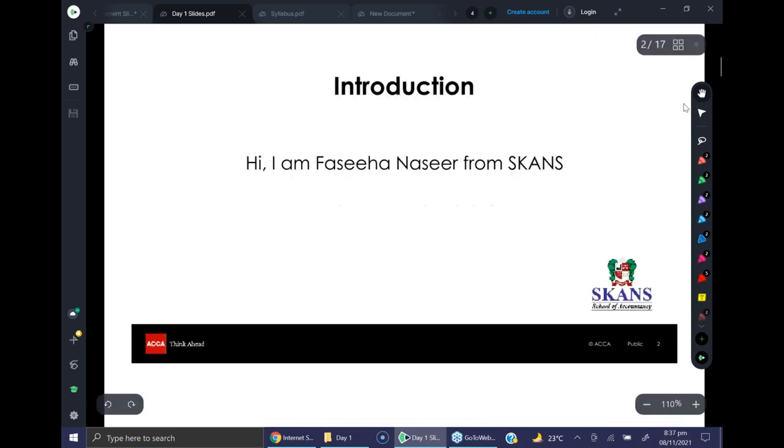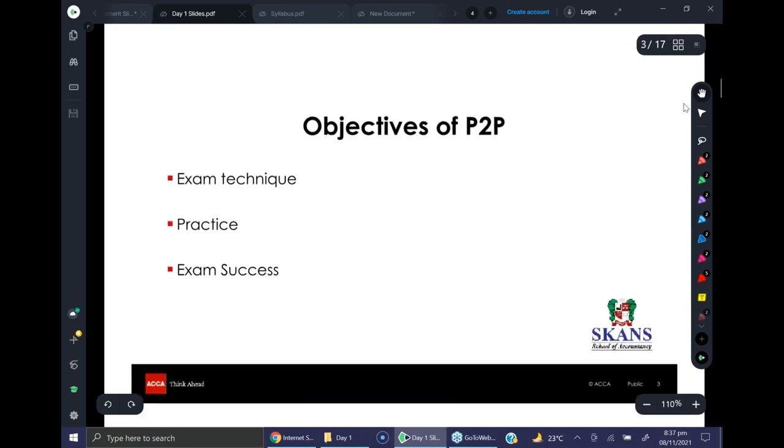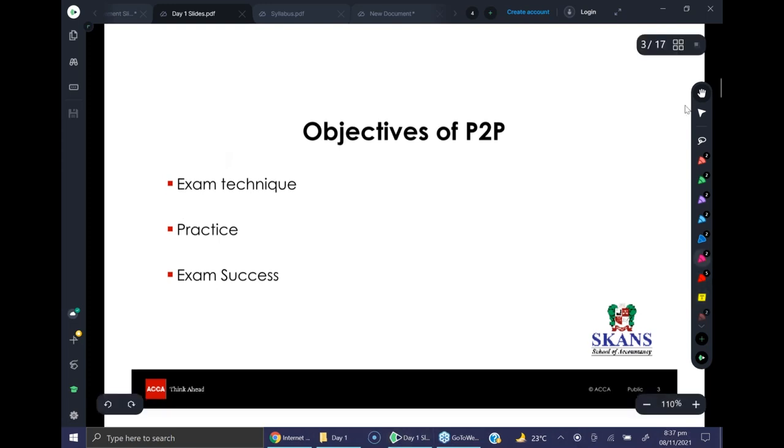Now let's quickly discuss the objectives of this prepare to pass session. I have three things in mind which I will have to tell you before we actually start learning some of the concepts. The key objectives for this prepare to pass session are: number one, we are going to learn together the exam technique for this particular paper.